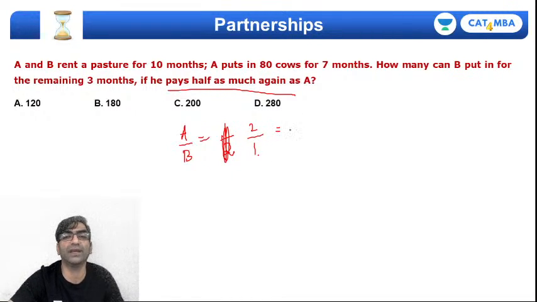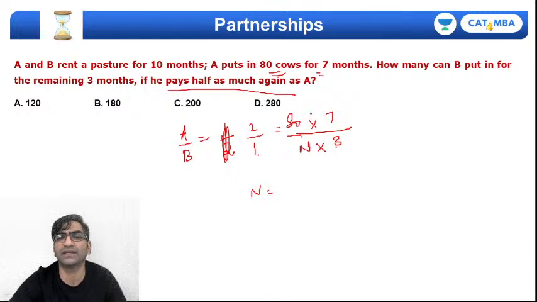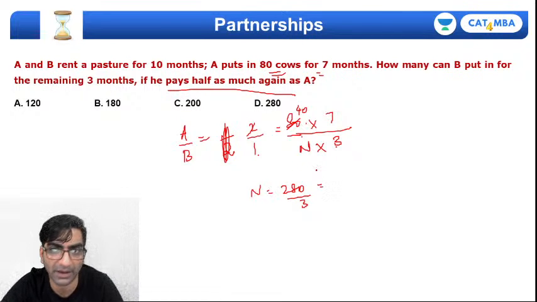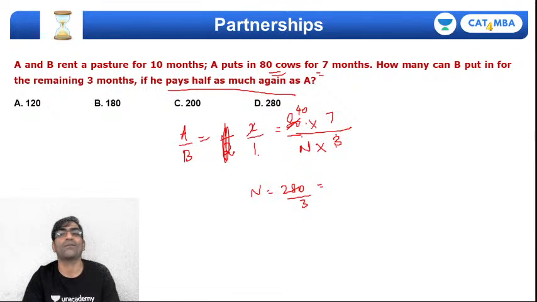But I also know A and B pay in proportion to the number of cows and number of months, right? So this should also be 80 into 7 is to B paying for N cows and for only the last 3 months. So what will I get for N? It's not a fraction, 280. This is 280 upon 3. It's roughly about 93.3. So how many cows does he put in?